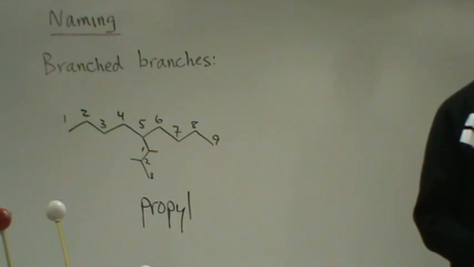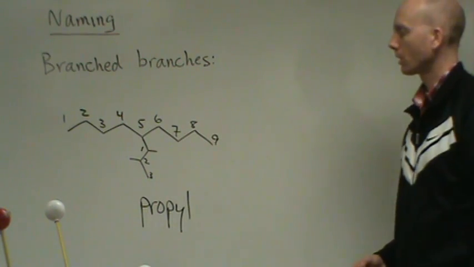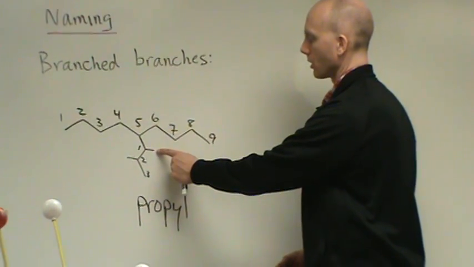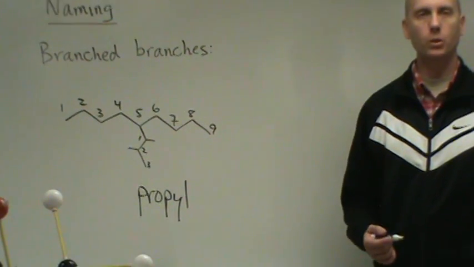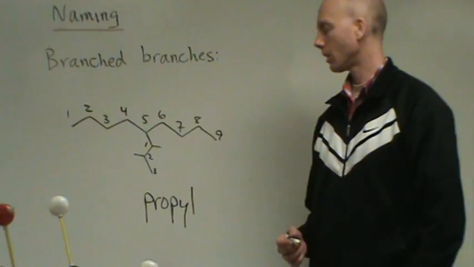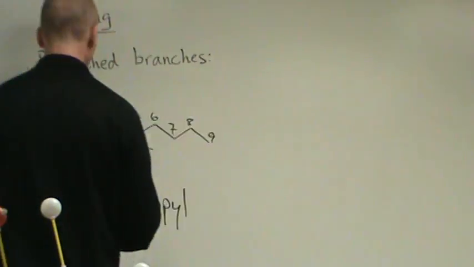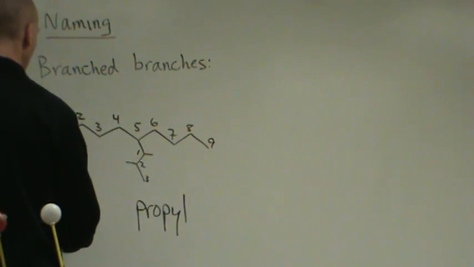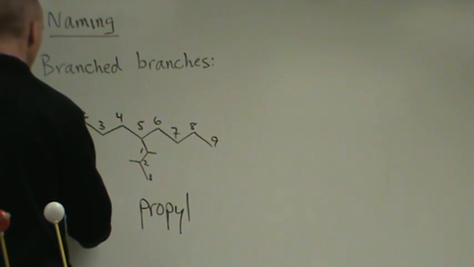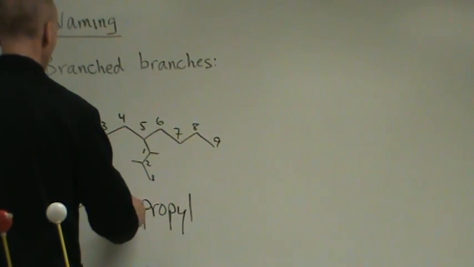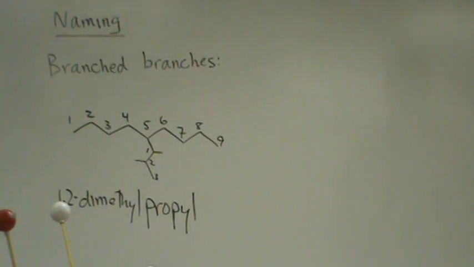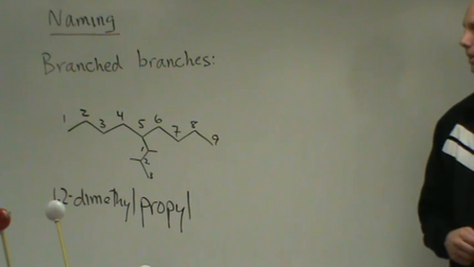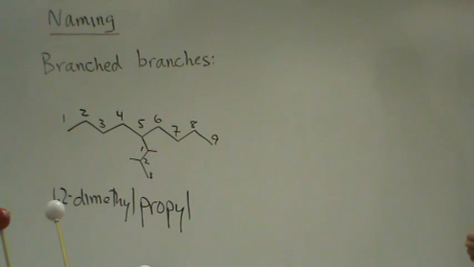But we have some branches on the propyl group. What are the branches? A methyl and a methyl. Where are those on that branch? On the 1 and 2 carbons. So we'll have a 1,2-dimethyl, a 1,2-dimethylpropyl. So that's how we'll name that branch.